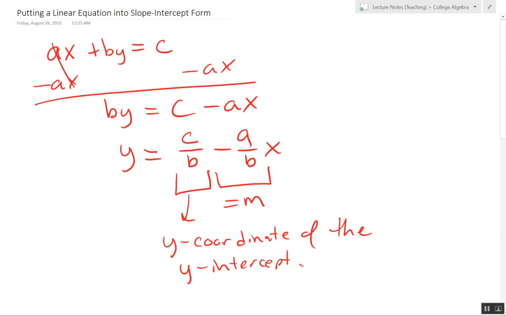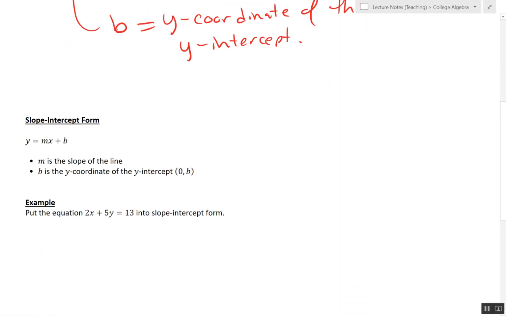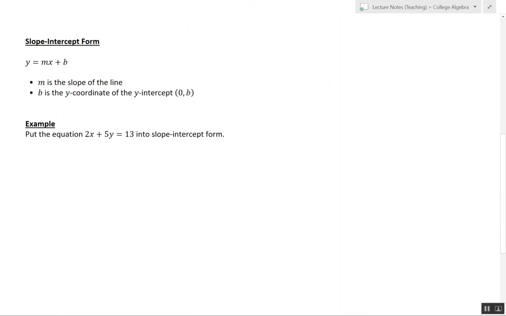So typically we don't write the equation like this. We turn this into m, and we call this value b, not to be confused with this one. These b's are not equal. And so we get what is known as slope-intercept form, which is y equals mx plus b, where m is the slope of the line and b is the y-coordinate of the y-intercept.